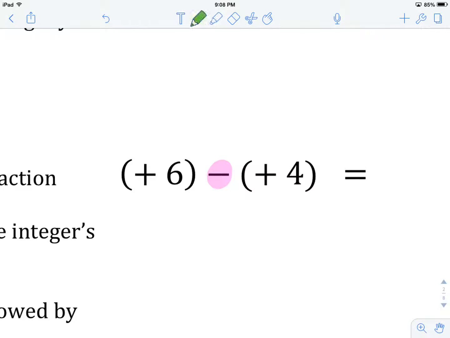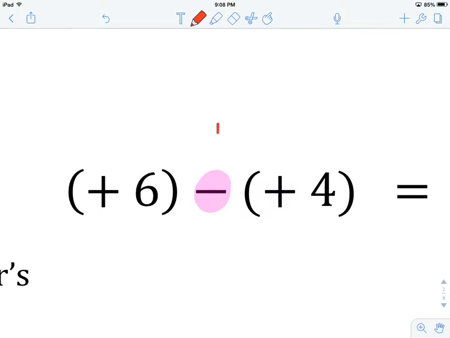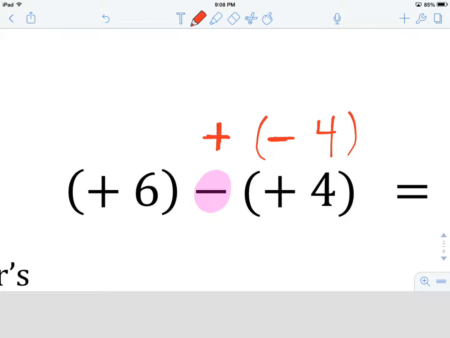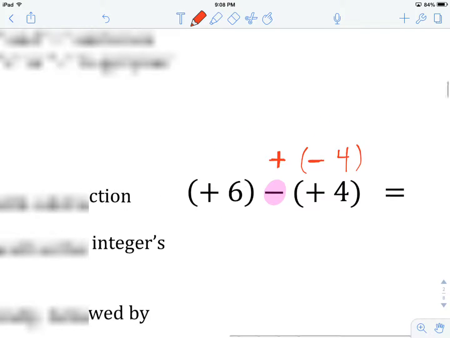So let's go through that action again of changing the subtraction to addition, since that's our goal. The thing we have to do after that is change the sign after it to its opposite. So that's a +4. We're now going to change that to a -4. That is our new second integer. So let's go back to the beginning.